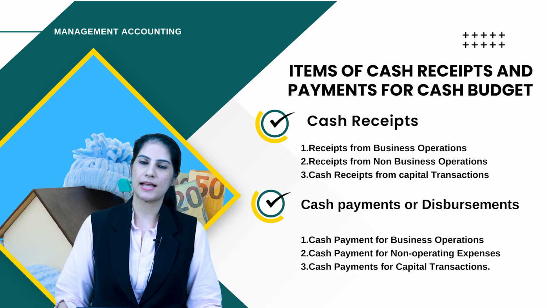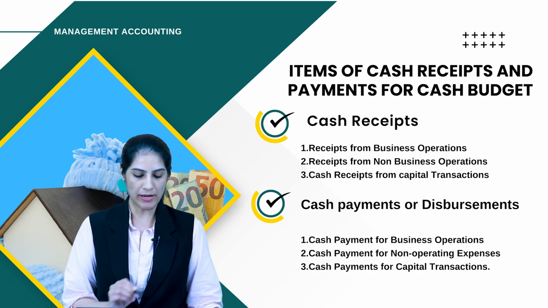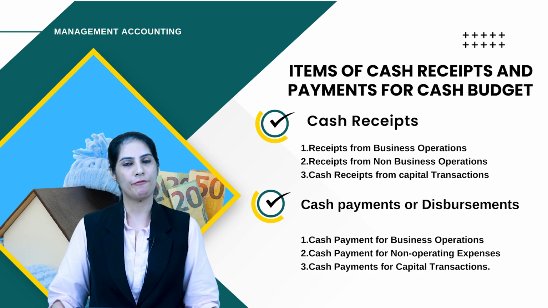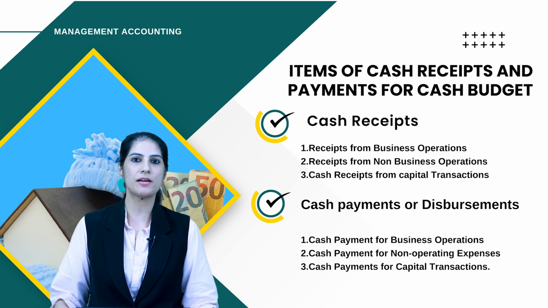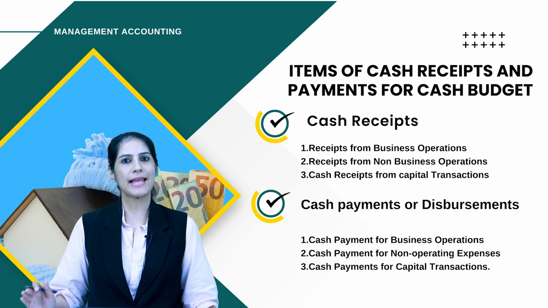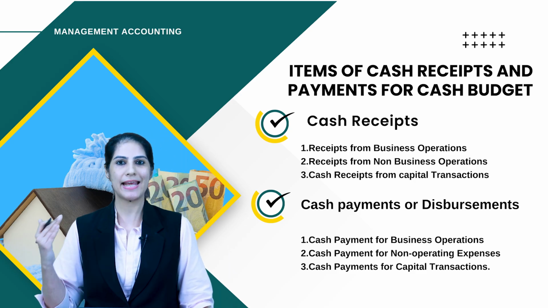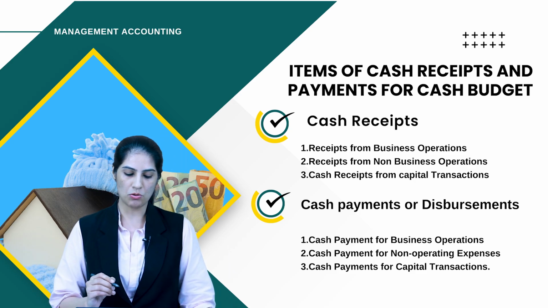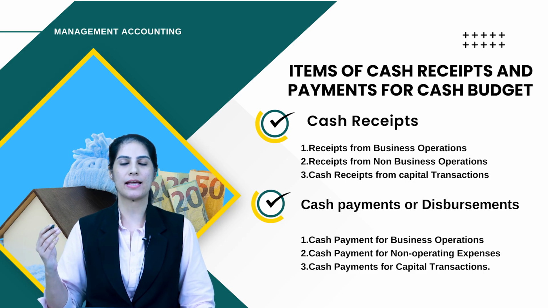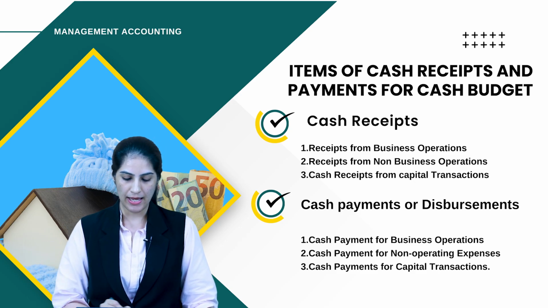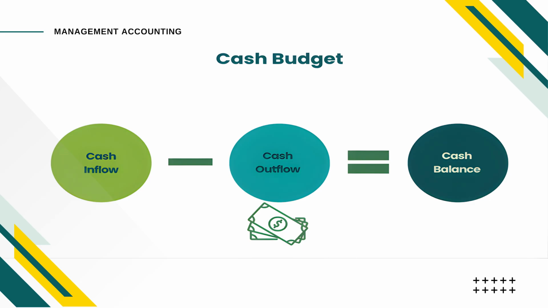Under cash payments and disbursements, we are going to include all the payments which are business related, that is under business operations, all the cash payments which are non-operating in nature, that is which are not the day-to-day expenditure, and also the cash payments which we make in capital transactions. As the chart here suggests, inflows minus outflows will give you a balance, that is the surplus or deficit of cash.